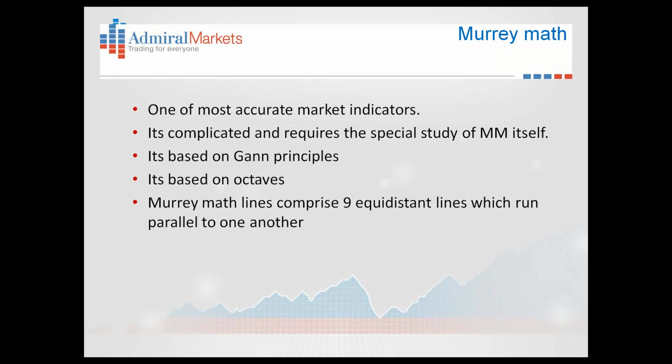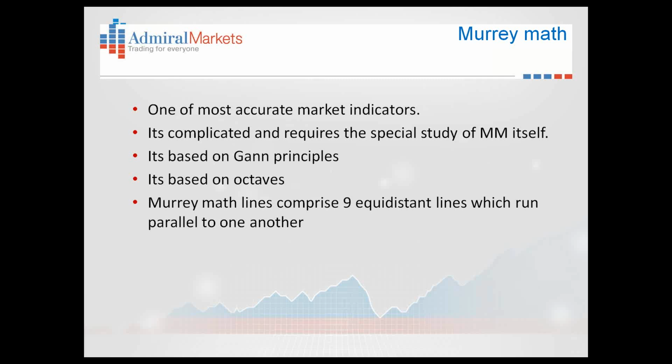It comprises 9 equidistant lines which run parallel to one another. And what is the most important is that Murray Math lines are just support and resistance lines, and they're not predictive. That is really very important. When you trade with these lines, there is a risk that the price will go above or below them. You never try to treat these horizontal support levels as predictive. All support and resistance lines are reactive.